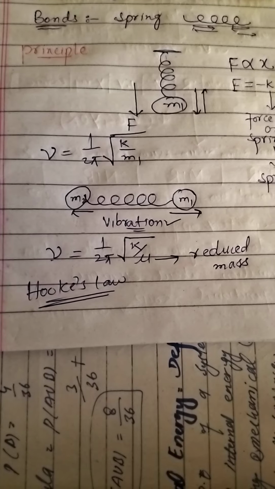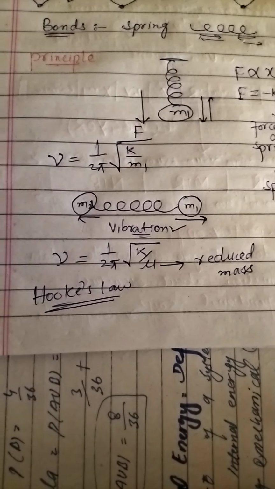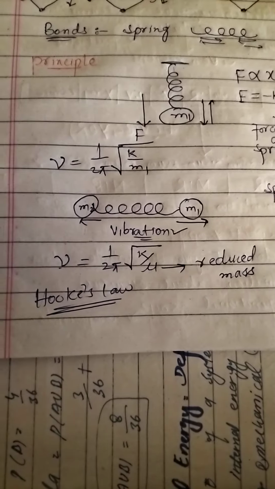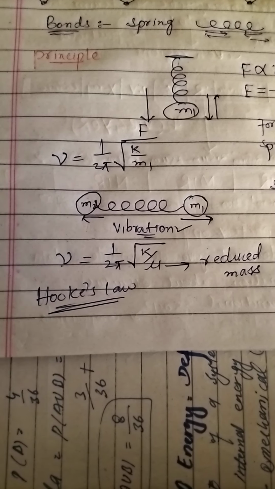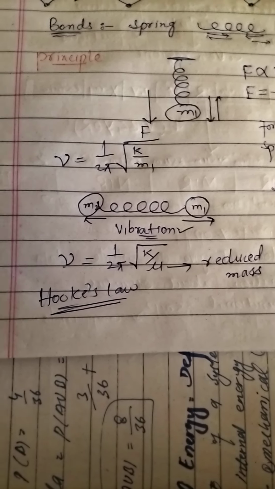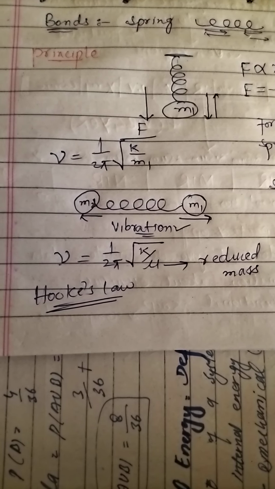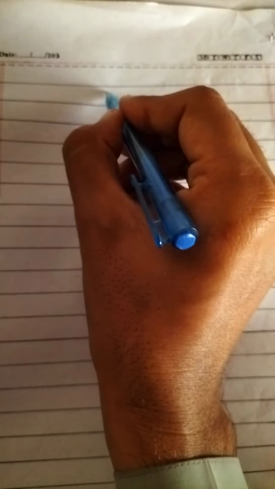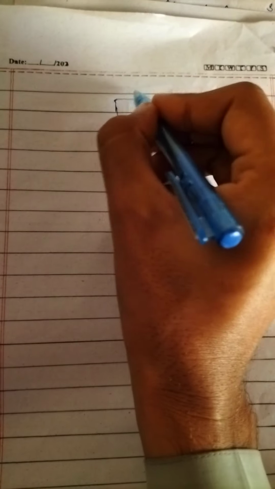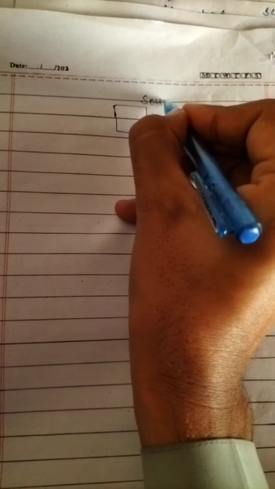And now we talk about the structure of the components of IR spectroscopy. First of all, in IR spectroscopy, here is the source of IR radiations.